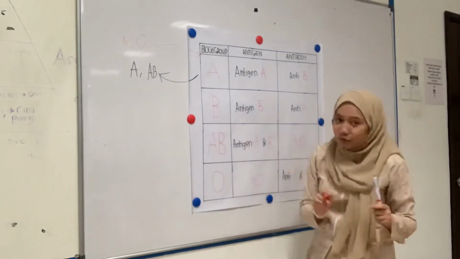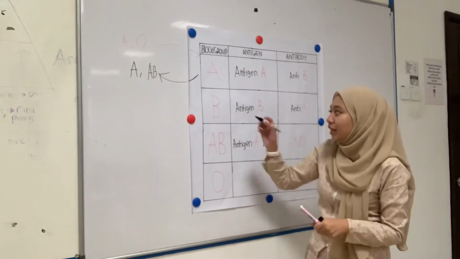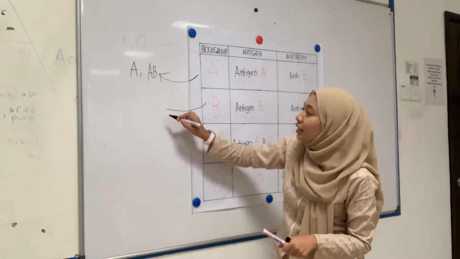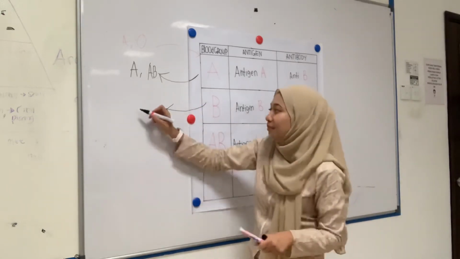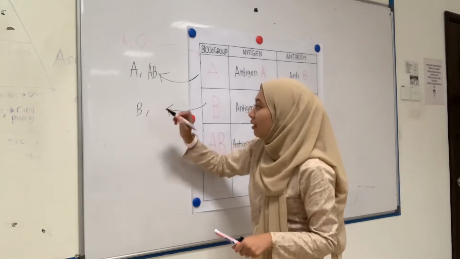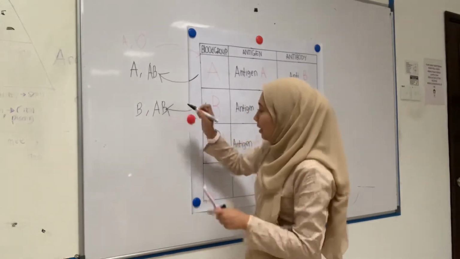Alright, we proceed with B. Okay, so individuals with B blood group can donate his or her blood to itself. Yes, B. And then AB. Good job. Thank you so much. Alright.